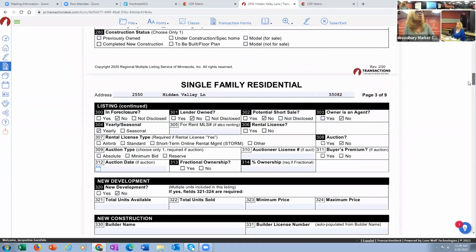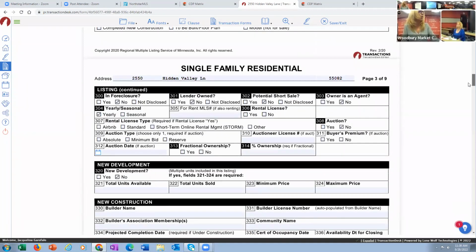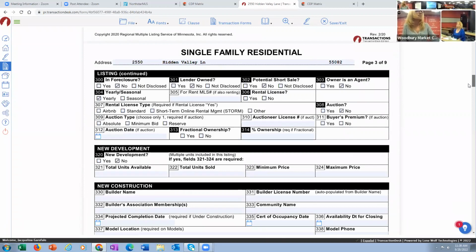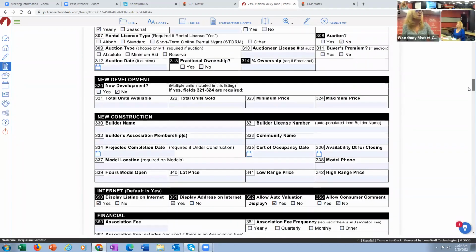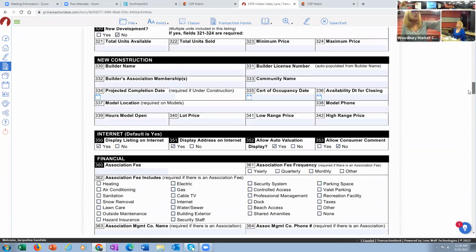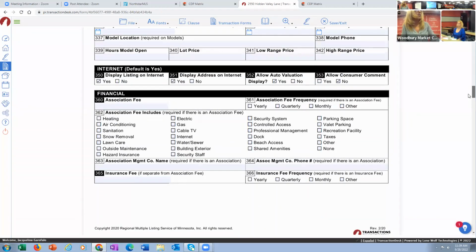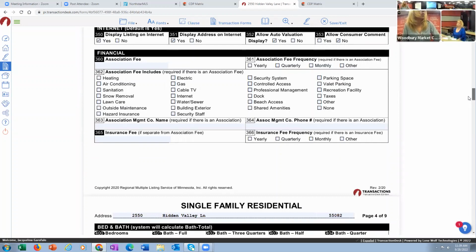It'll ask about foreclosure, if it's lender owned. Nope, nope, nope. All this is no, no, no. Not a rental. It's not at auction. It's not new construction. There's no builder. Internet, remember that, yes, yes, yes, no on our listing contract? Here it is again. Yes, yes, no, right? There is no association here. If you're a condo or a townhome, there are extra docs that you need. But then if there's a $200 association fee, what does that include? You find that out from your association and your owner, right? But we're not dealing with that.